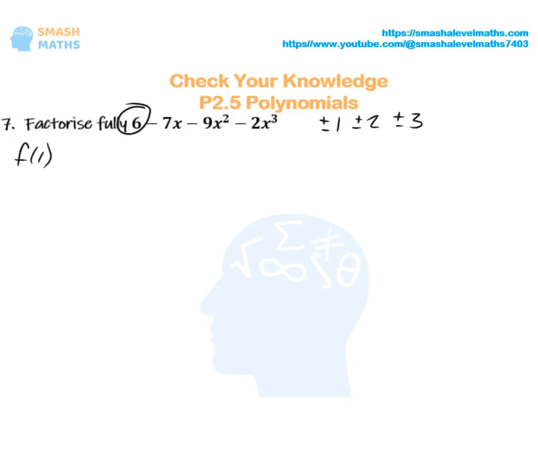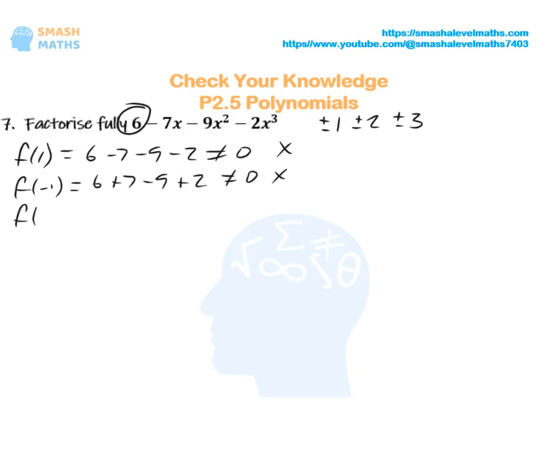So let's go for f of 1. Which is 6 minus 7 minus 9 minus 2. Well, that's not 0, so that's no good. F of minus 1: 6, that's going to be our plus 7. That's still minus 9. That one's plus 2. Yeah, no good. Okay, let's keep going.